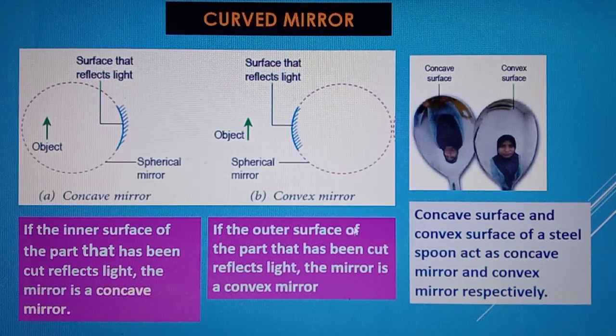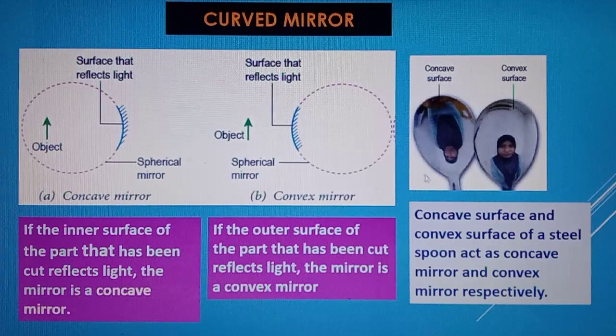If the outer surface of the part that has been cut reflects light, the mirror is a convex mirror. So look at B here. This is the object. Light ray from the object hits the outer surface here, which is curved outwards, and the light ray reflects. So this shape we call convex mirror. So you must be able to differentiate between these two types of mirror, concave mirror and convex mirror.